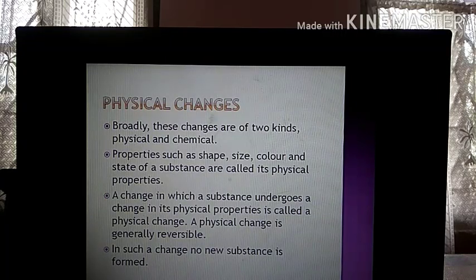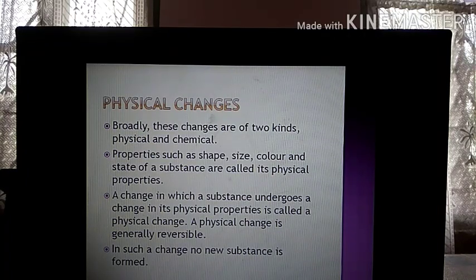That means the change in color, the change in size, the change in shape, these are called physical changes. It is generally reversible, that means you can get back the original. I'll give you one example: making ice from water. When you take water and keep it in the fridge, you get ice out of it. In ice trays, you keep the water in a deep freezer, you get ice. But again, when you keep the ice in the open, doesn't it become water again?